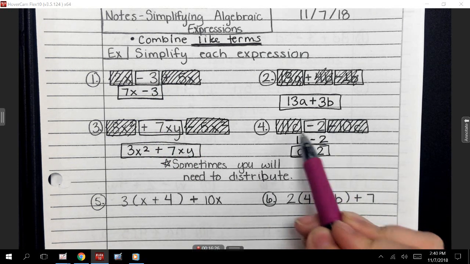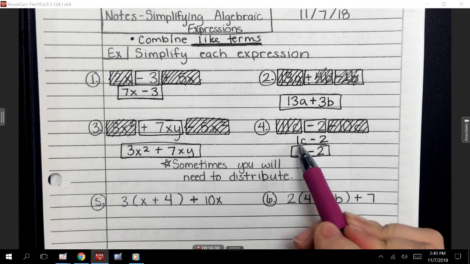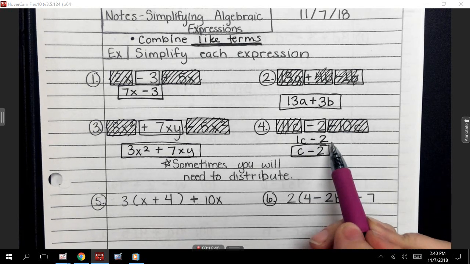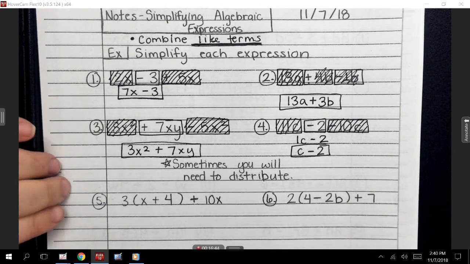$11C minus 10C. 11 minus 10 is 1. Your answer cannot be 1C. If you put 1C, I will mark it wrong. You've got to get rid of the 1. If you write it in your work, just like I did here, that's fine. Did I circle that part, though? No. All right, let's look at number 5.